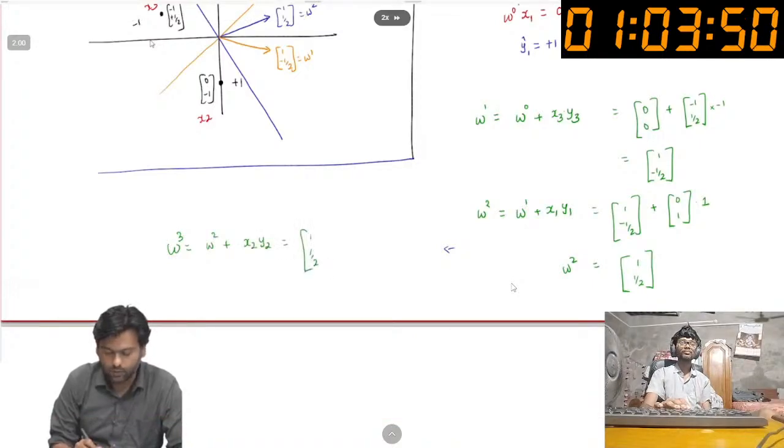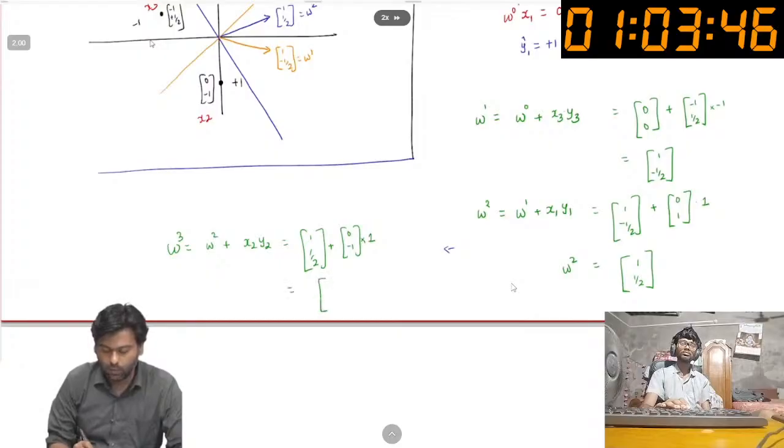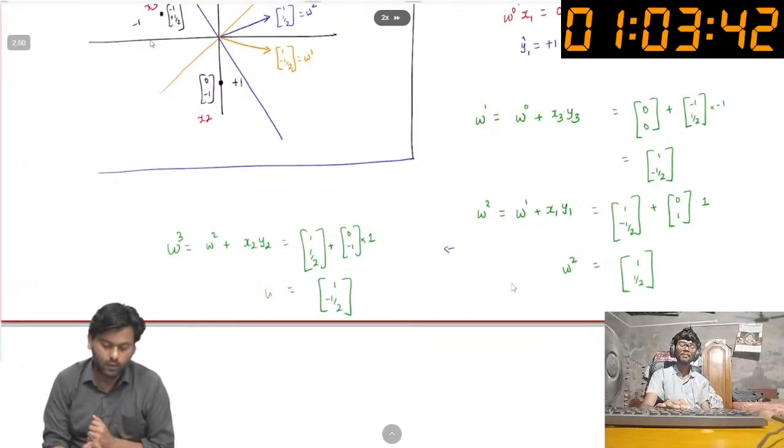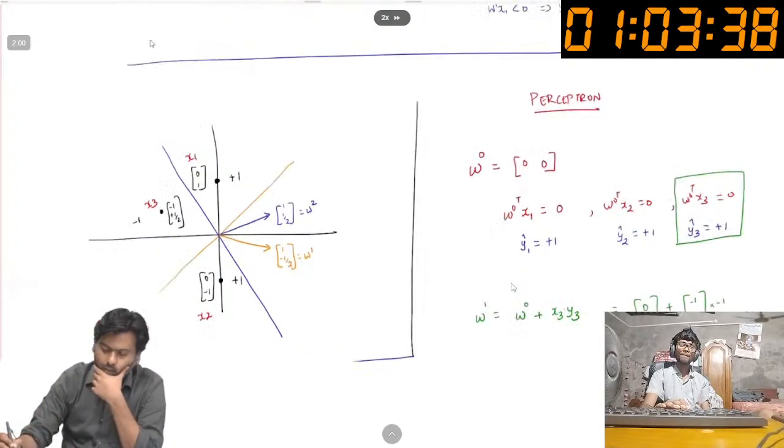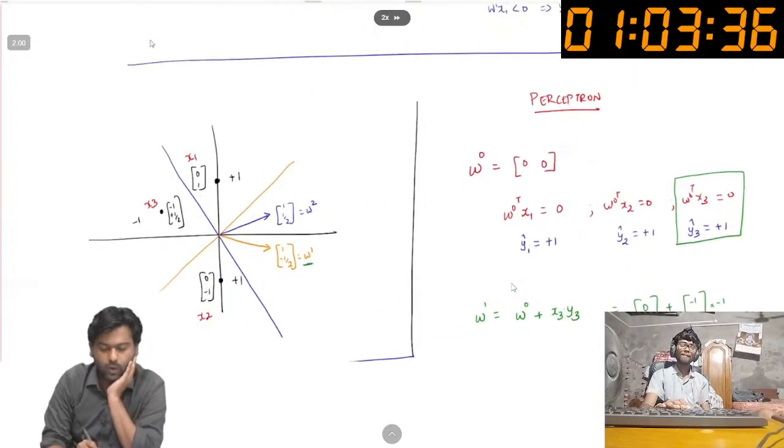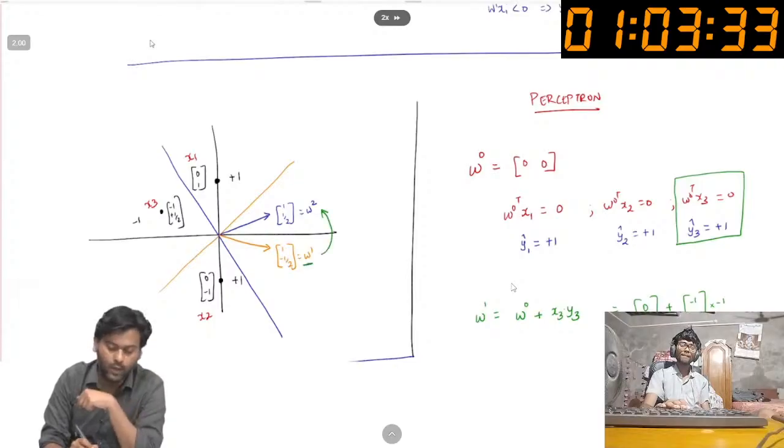What's W2? W2 is 1, half, plus x2, which in this case is 0, minus 1. What is the label corresponding to x2, which is 1? So now the new updated thing would be 1 plus 0, half plus minus 1, which is minus half. Well, W3 is 1, minus half, but we know this is also the same as W1, which was also 1, minus half. So what is happening now is that we were at W0, which is 0, 0, from which we got W1, and we went to W2, and now again we are coming back to W1.